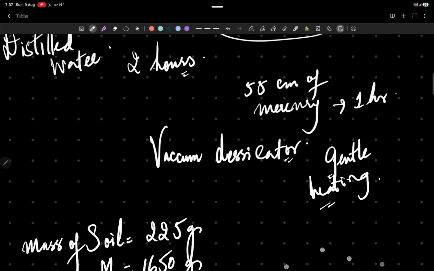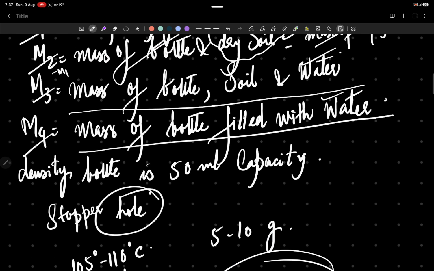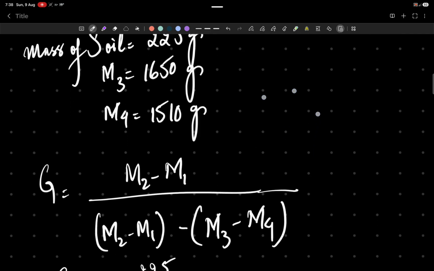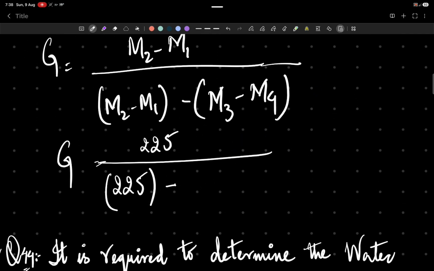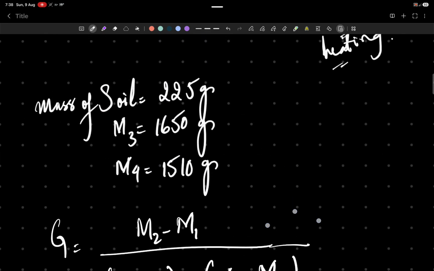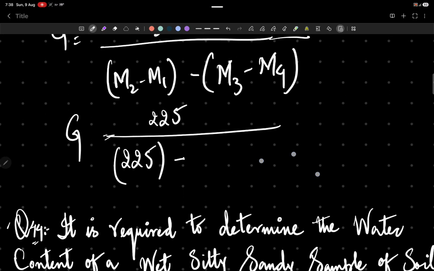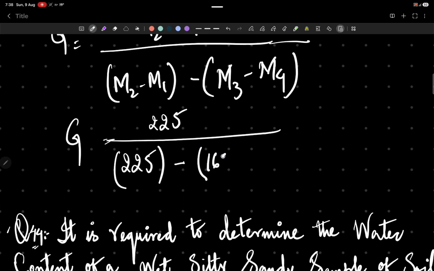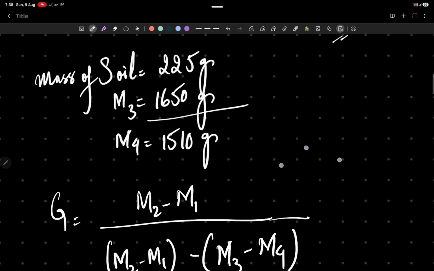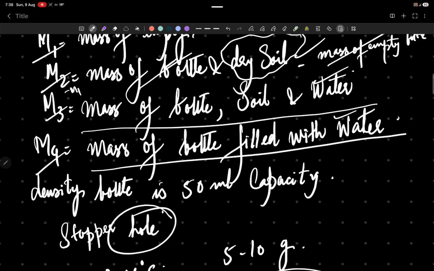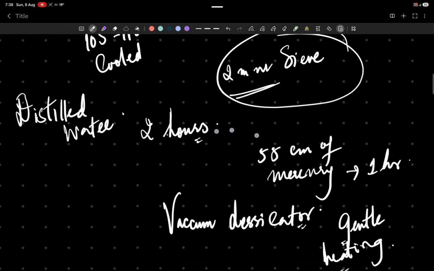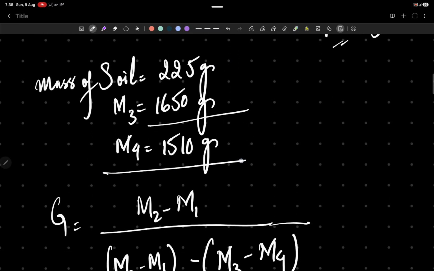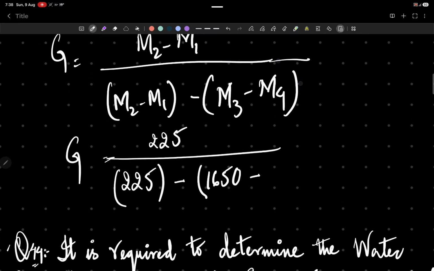We have M3. M3 is the mass of bottle, soil and water, which is given in the question as how much? M3 is 1650 grams. So here it becomes 1650 grams minus M4. M4 is the mass of the bottle filled with water only, and that has been given in the question as 1510 grams.